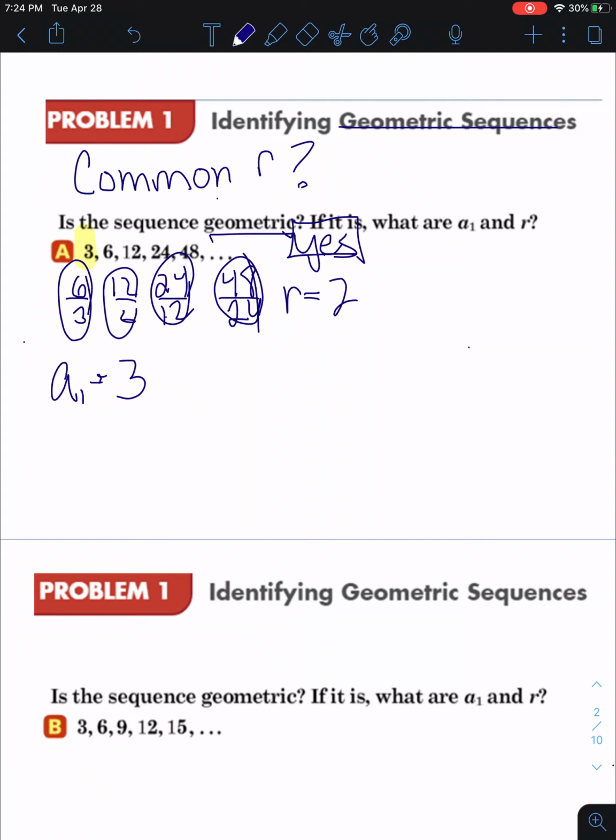Oh, wait, we're stopped. We're done. We wanted to know what's the common r and the first term. So there we found them. We'll go on. I was jumping ahead to number 2.